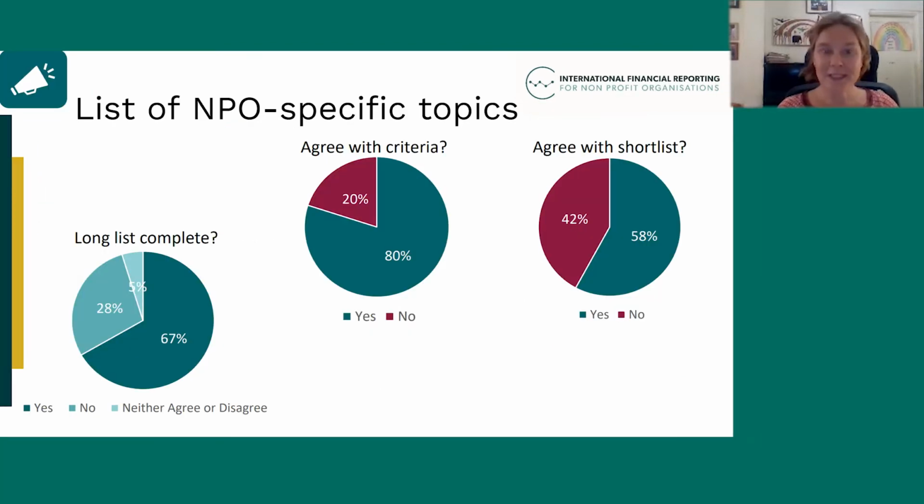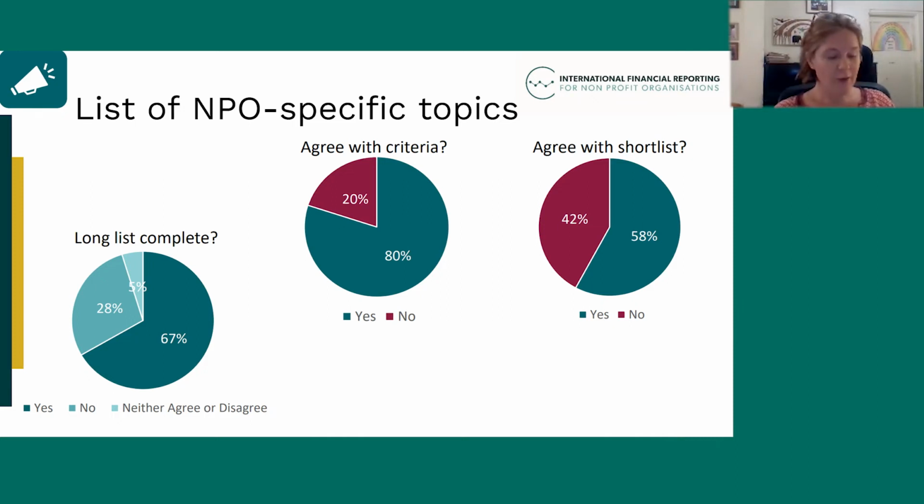Now, 67% of respondents thought the long list was complete. Some thought that additional topics should be added, and others that some should be removed. In terms of topics that should be added to the long list, three of those mentioned were actually already on the list. That is foreign exchange transactions, related parties, and heritage assets, as well as reserves and restricted funds, which are set to be included within the topic we have called presentation of financial statements.